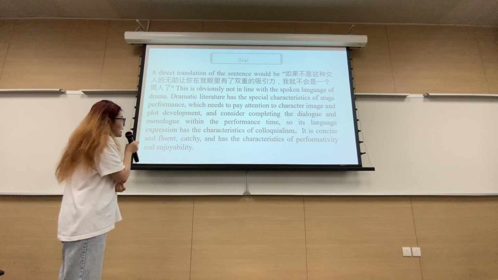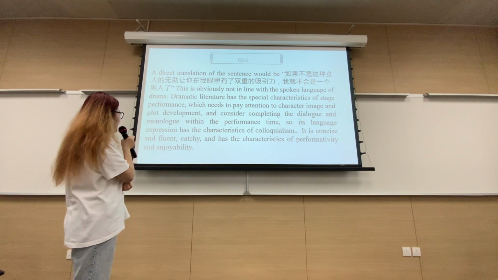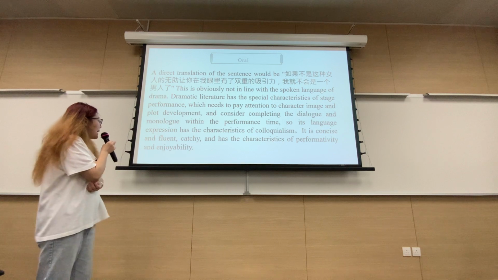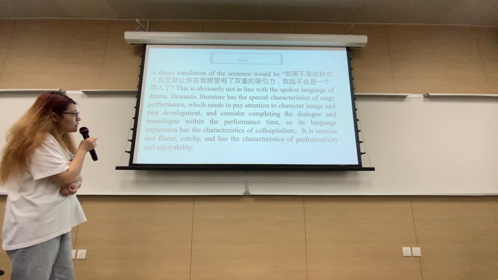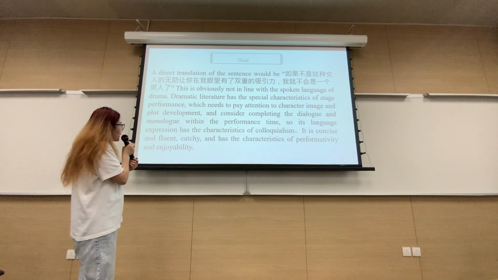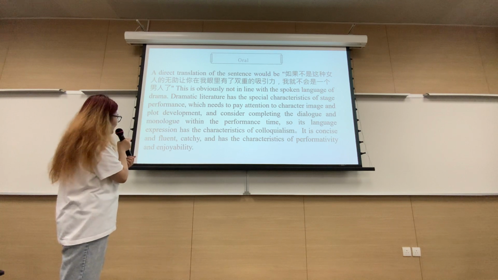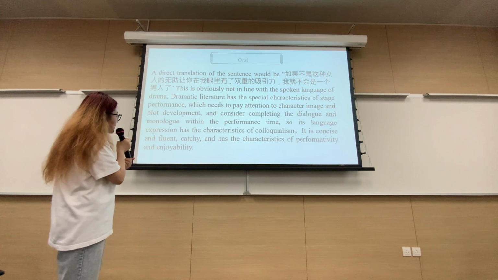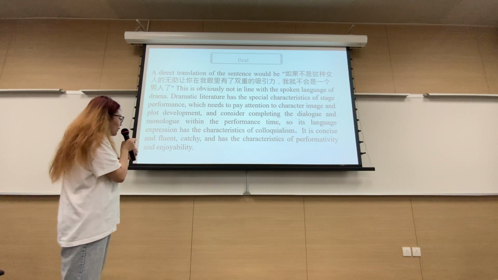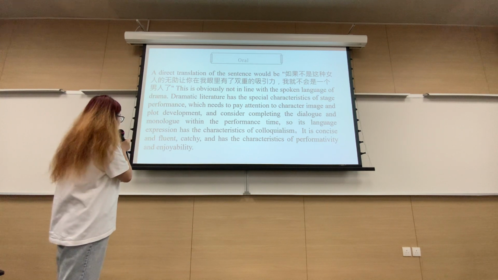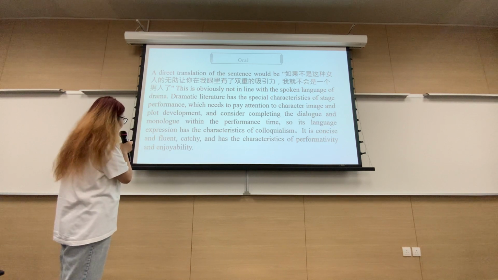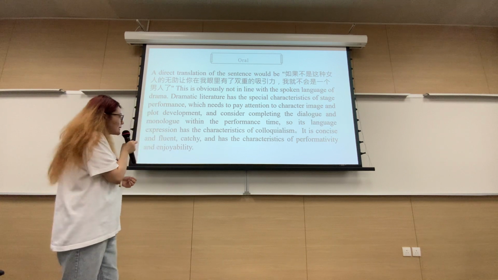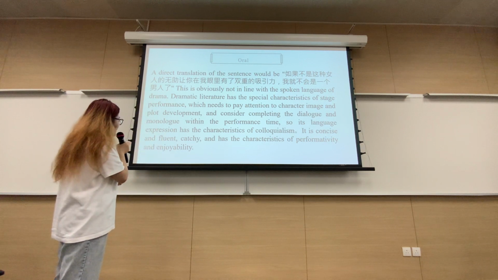Dramatic literature has special characteristics of stage performance, which needs to pay attention to character image and plot development, and consider completing the dialogue and monologue within the performance time. And its language, especially, has the characteristics of being concise and fluent, catchy, and has the characteristic of performativity and enjoyability.